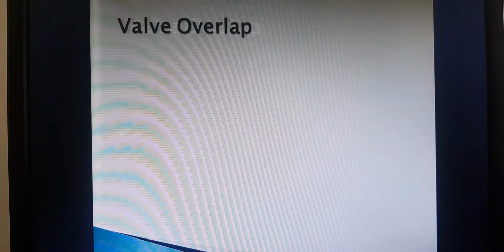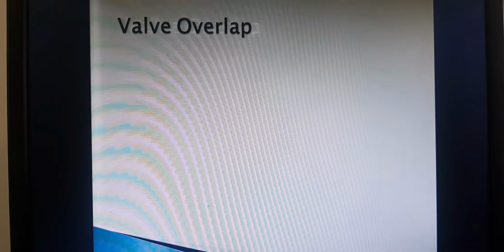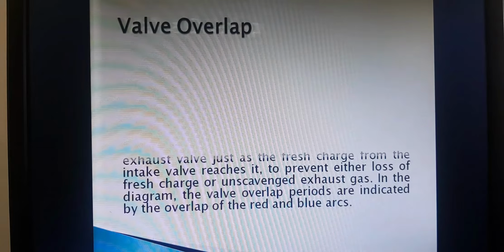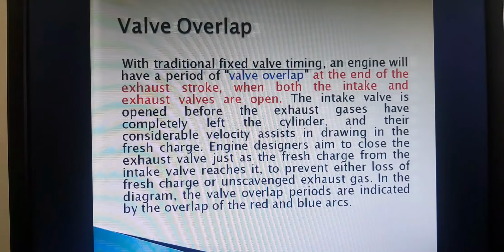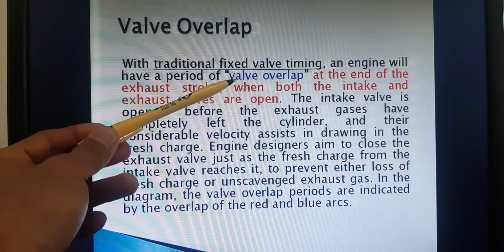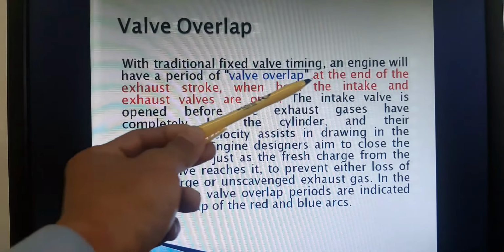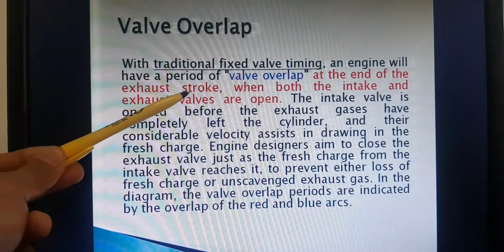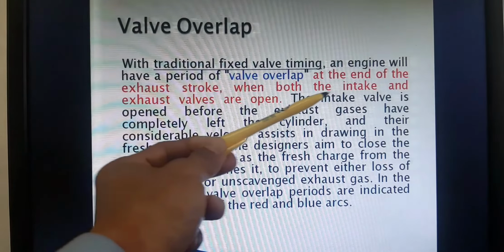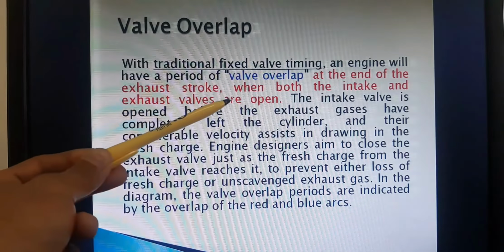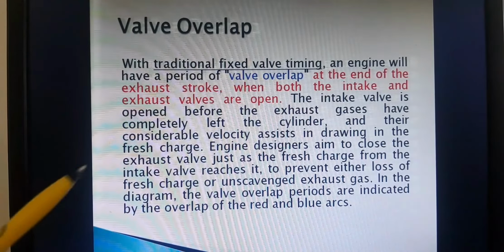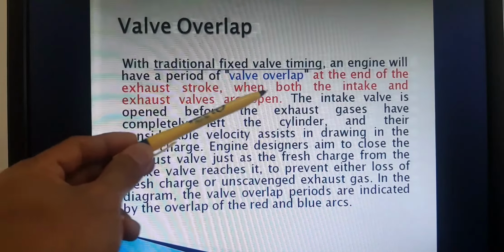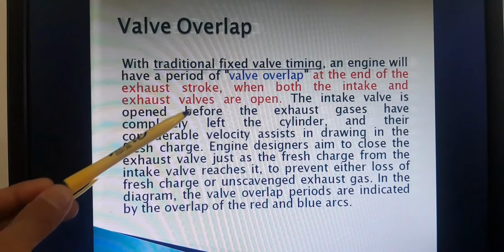Okay, so in a valve timing, there is the so-called valve overlap, which I will explain later on. With traditional fixed valve timing, an engine will have a period of valve overlap. So what's a valve overlap? At the end of the exhaust stroke, both the intake and exhaust valves are open. So that is a valve overlap, when both intake and exhaust valves are open.